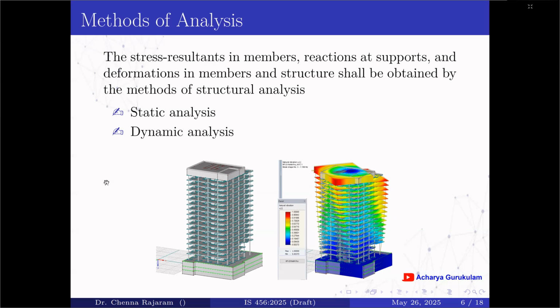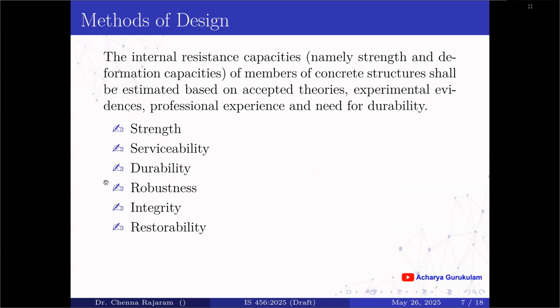Second, dynamic analysis. Dynamic analysis shall be employed when the applied loads are vibratory in nature and inertia forces are significant. The following methods of dynamic analysis shall be considered: 3-dimensional linear dynamic analysis in all structures for estimating the effects for the strength and serviceability criteria. Second, dynamic analysis in select structures for examining the additional robustness and integrity criteria. So we'll discuss what are the various criteria that are there in IS 456 2025 draft code.